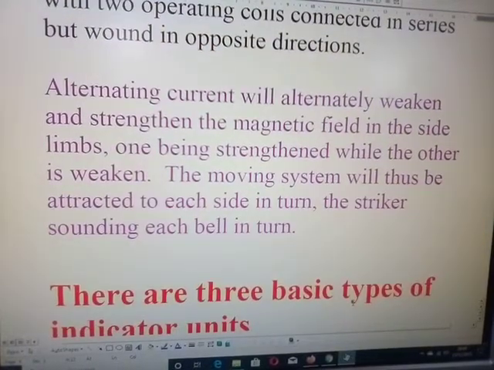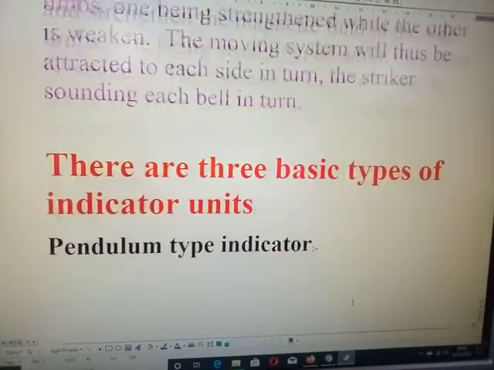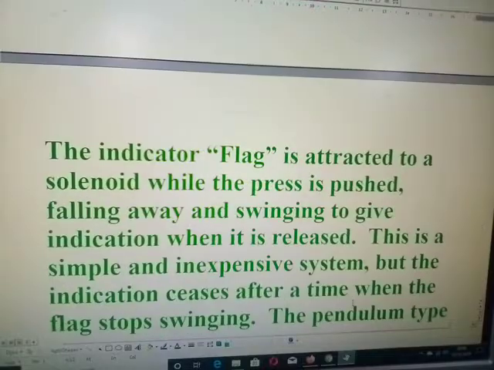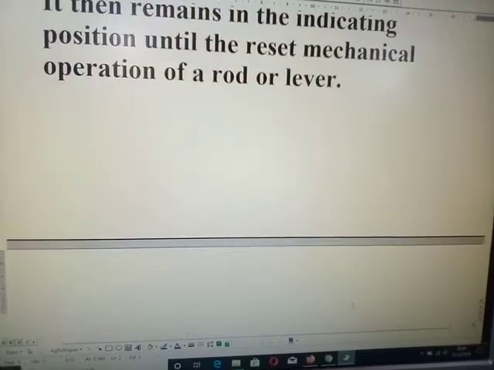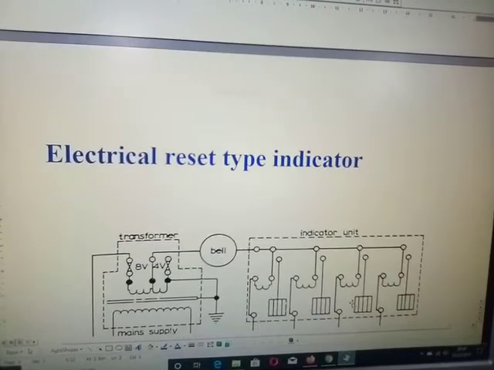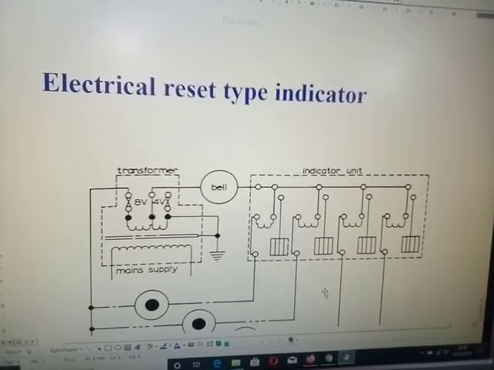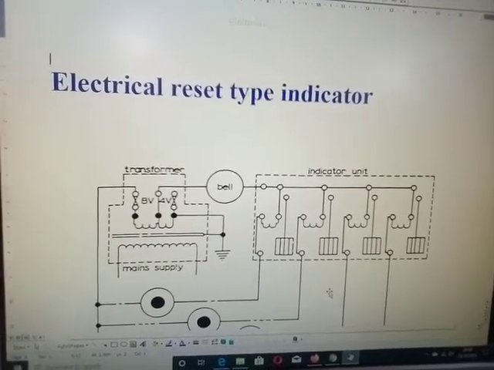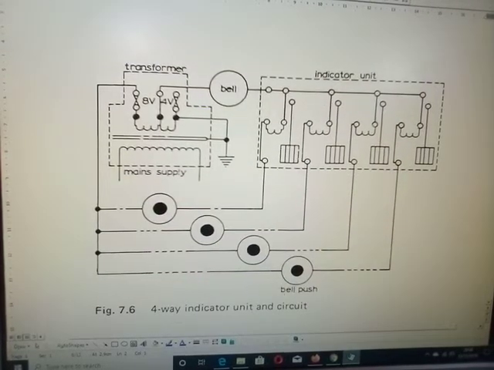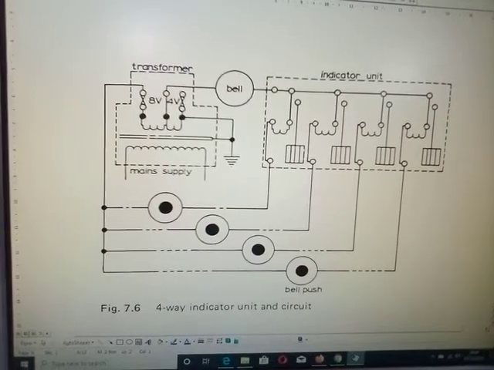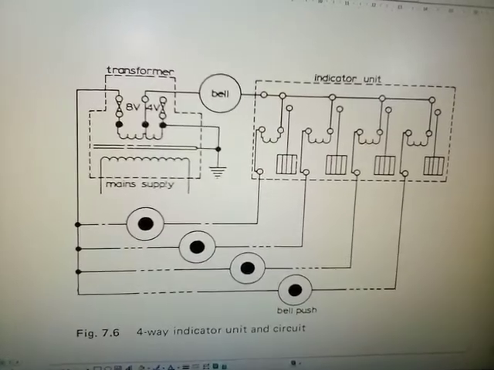Now I don't need to say anything further here because I've already discussed this. So let me just get back to where I was. So just bear with me for a moment. And let's go to the reset type indicator. Figure 7.6. Now let me just move into it a little bit so you could see it in detail.